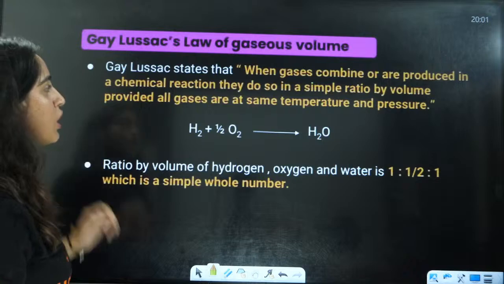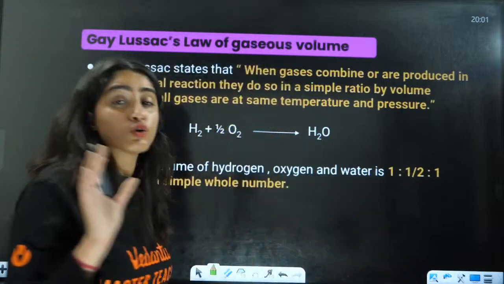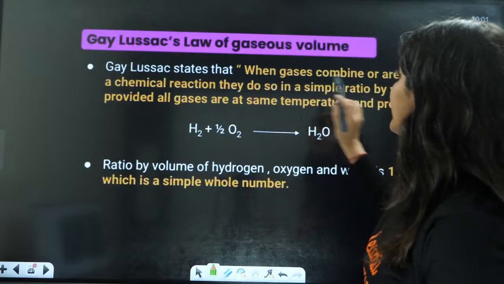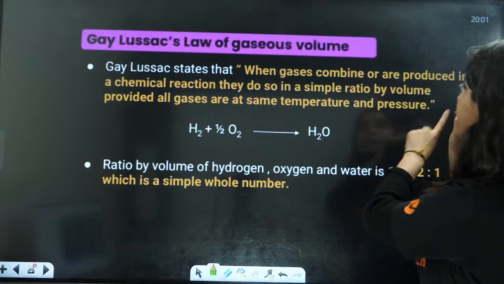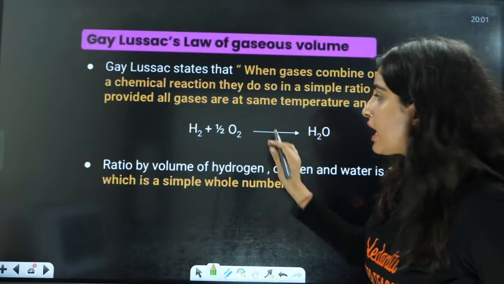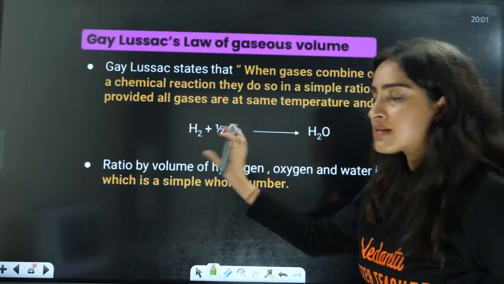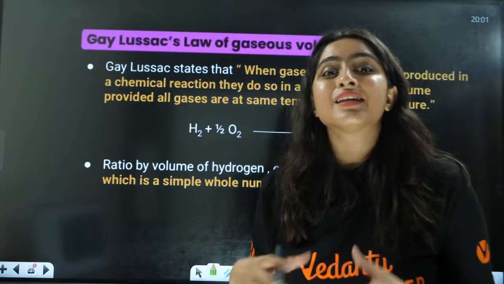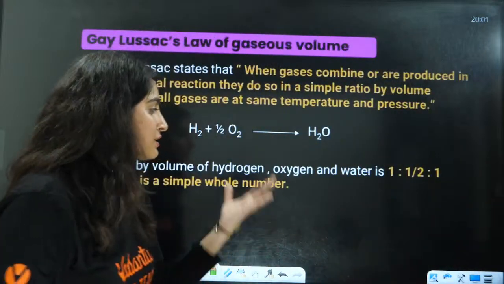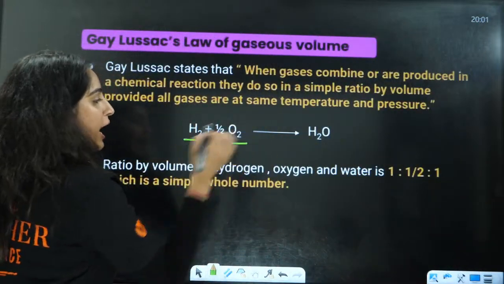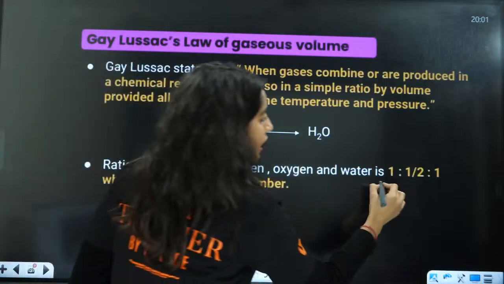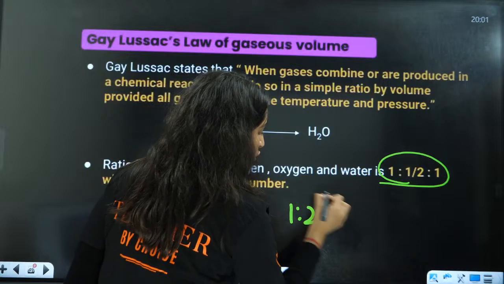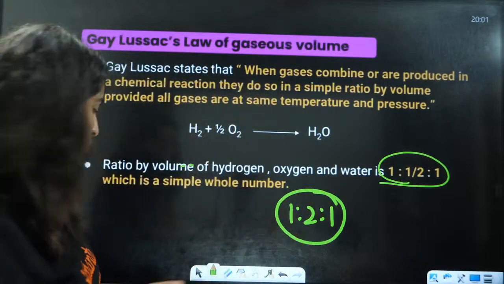Next, bacha, we have Gay-Lussac's law. A very simple law. It says that when gases combine or are produced in a chemical reaction, for example gases combining to form another compound, they do so in a simple whole number ratio. That means the ratio of hydrogen, oxygen and water is going to be a simple whole number ratio, that is 1:2:1, right?